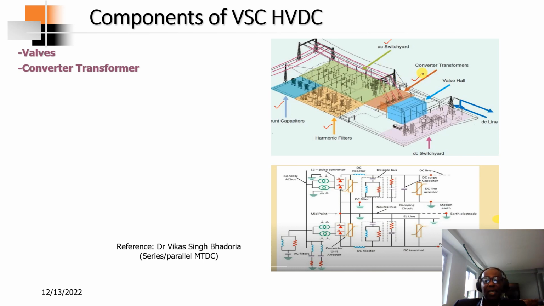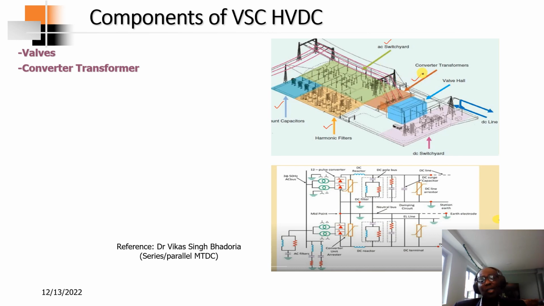So this is the AC bus over here. These are all the AC buses that you see, and this is the AC filter, with different filters tuned, singly tuned filters, and this is the converter transformer, and this is the converter. On the DC side, it also has DC filters as well, and also snubbers and metal oxide arresters.